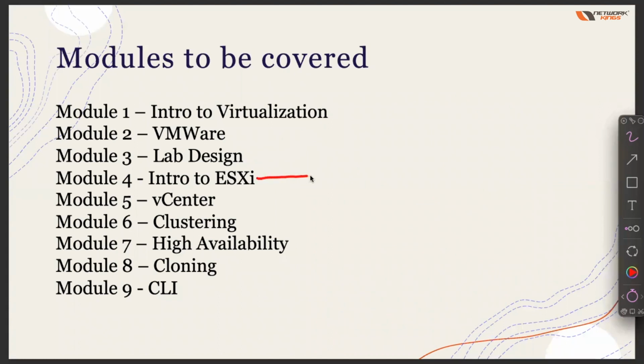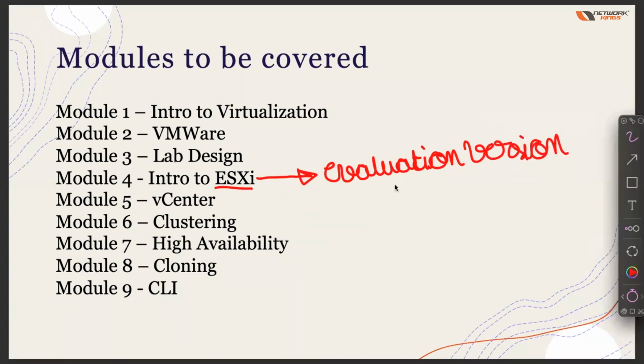So after that, we are going to deal with the product of VMware, which is ESXi, which we are going to download from VMware's official website, and it will be working as an evaluation version, which means we will be able to use it completely for 90 days without paying anything, right? After that, you might have to pay for it in order to avail all the services. But for us, evaluation version is more than enough. 90 days is more than enough to practice on these labs.